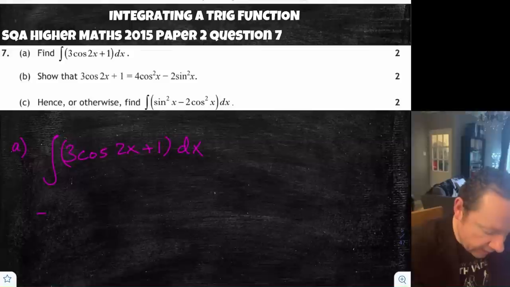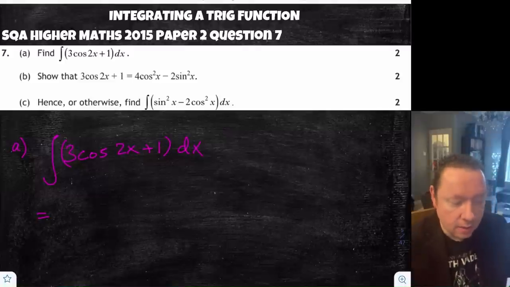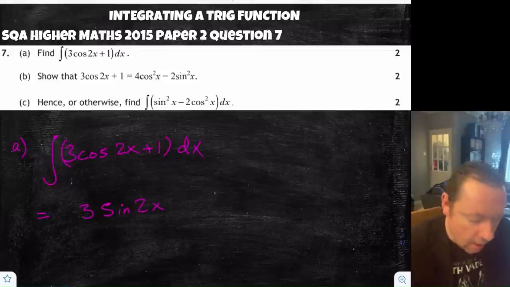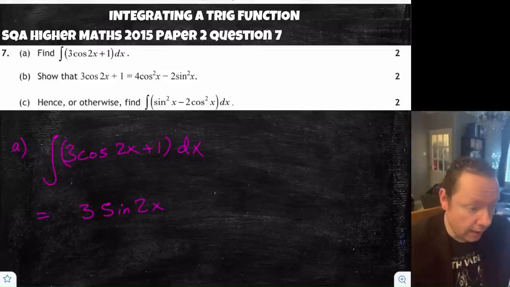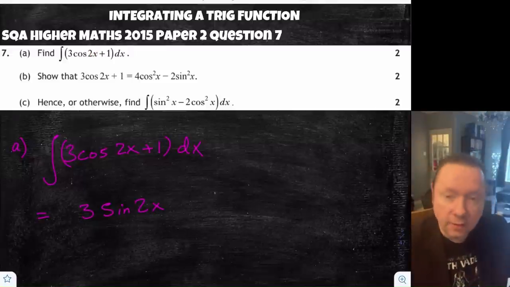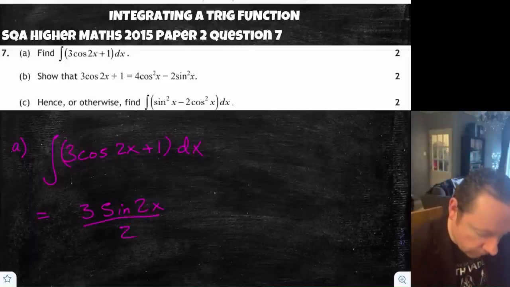You don't need to give yourself a headache here. You check the start of the exam paper, it tells you that you integrate cos, you get sine. So I know what that's going to give me: sine. So we've got 3 sine 2x. The 1 integrates to x, but we'll get there in a minute because you need to be careful here. This is not cos x, it's cos 2x. So the chain rule will apply: you differentiate 2x to get 2, and you then divide by it. So it's divided by 2.